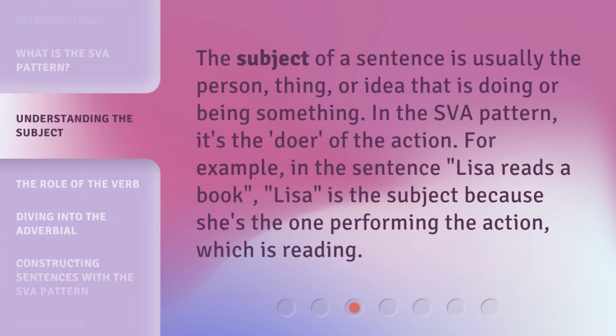The subject of a sentence is usually the person, thing, or idea that is doing or being something. In the SVA pattern, it's the doer of the action. For example, in the sentence, "Lisa reads a book," Lisa is the subject because she's the one performing the action, which is reading.